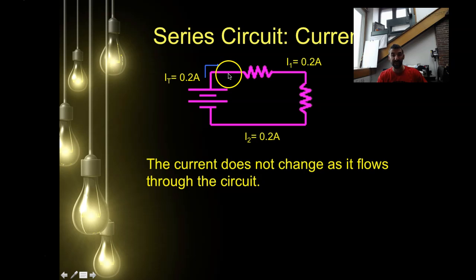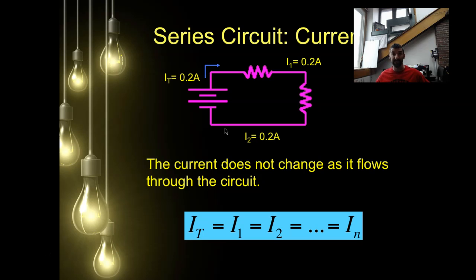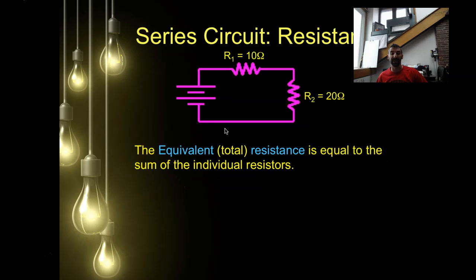So all of the electricity here goes through this wire. The current in a series circuit never changes. You ready for this equation? The total current is the same everywhere. It's nice and easy. Last is the resistance rule. Now, this is something that's called an equivalent resistance, and this one makes sense too.